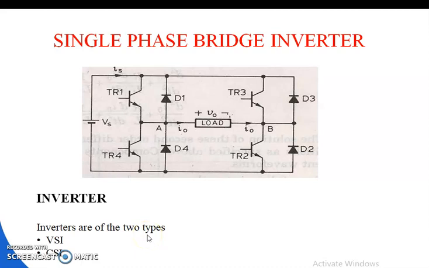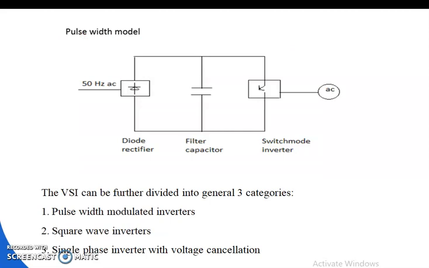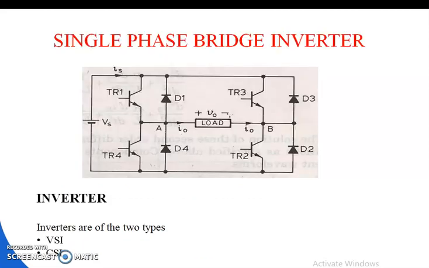Then inverters are again divided into two types. One is the voltage source inverter, the second is the current source inverter. So what is a voltage source inverter? An inverter whose input impedance value is very low, with commutating components connected in series, is known as a voltage source inverter. A current source inverter is one whose input impedance value is high.